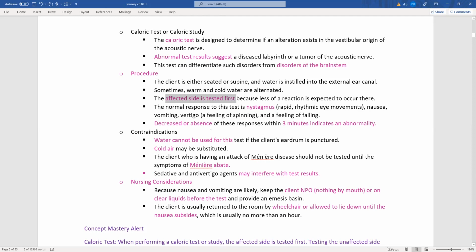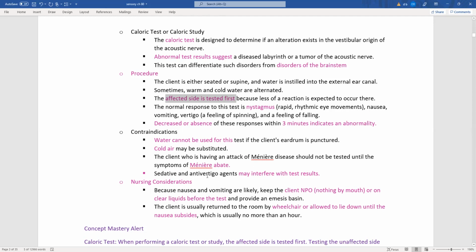So the client who is having an attack of Meniere's disease, let me tell y'all what Meniere's disease is. It's just vertigo. The client may not even be able to hear. It messes with their hearing. A person who just got diagnosed with Meniere's disease is the singer Tank. He has been diagnosed with Meniere's disease this year, and he said he's going deaf. So the client who is having an attack of Meniere's disease should not be tested until the symptoms of Meniere's abate, meaning until it's gone, until it stops, until it's over with.